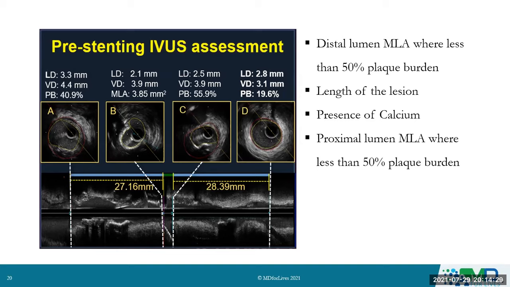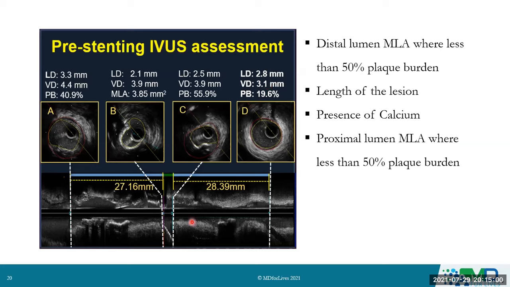And then I'll find a spot in the proximal vessel where the plaque burden, the amount of stenosis, is less than 50% overall. And then I measure those and use that to determine what size stent. So looking here at the distal vessel, the pullback is in this direction. This is an area where the plaque burden is 19.6%, which is the area of the red, which is the vessel, minus the yellow, which is the lumen. The lumen diameter is 2.8 millimeters. The vessel diameter is 3.1 millimeters.